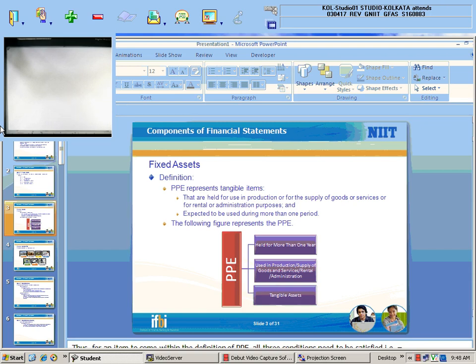And they are expected to be used during more than one accounting period. That second category is very important. We use many things in production or for the supply of goods and services, but not everything is PPE, because they are not expected to be used during more than one accounting period. Within 12 months they are going to be used up, so they are not PPE.